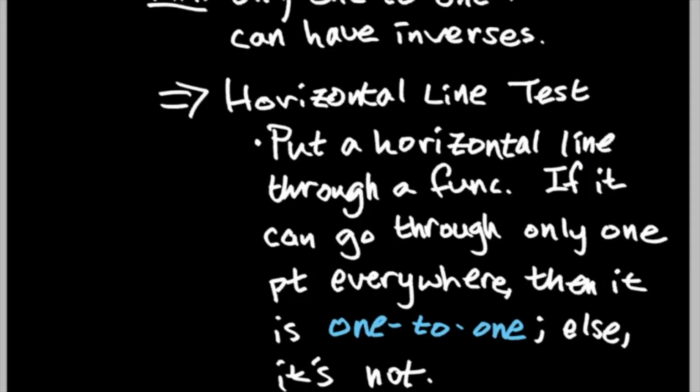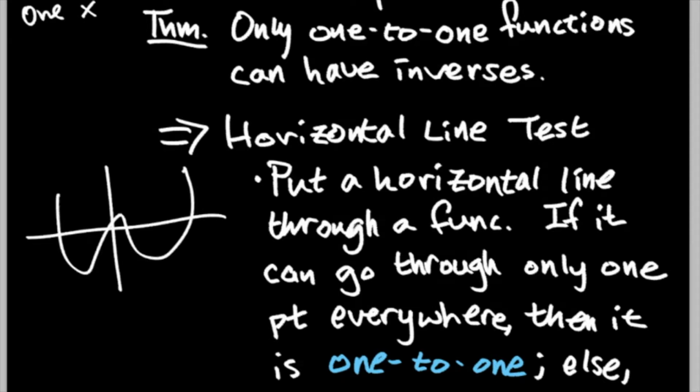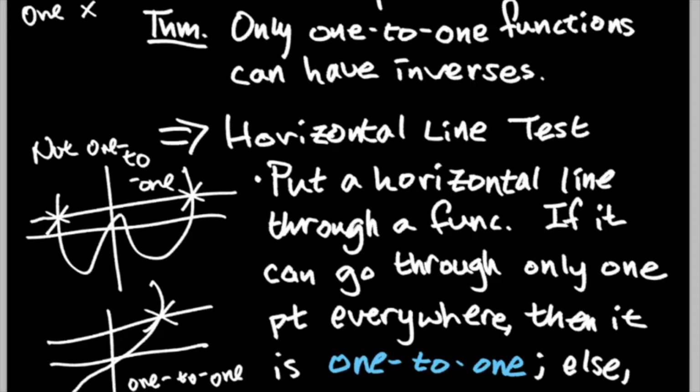Horizontal line test is a good way to actually look at that. If we look at two different types of functions, like this one, put a horizontal line through it, we got a y value that has two x's. Therefore, this is not one-to-one, it's not invertible, or at least not on its whole domain. Here, it is one-to-one, because it only goes through one point. If you do that with every single point, yeah.